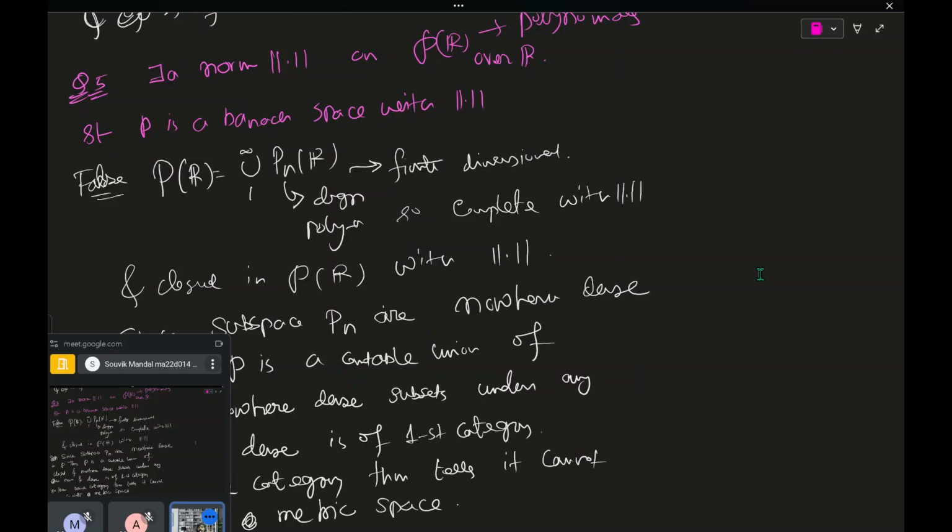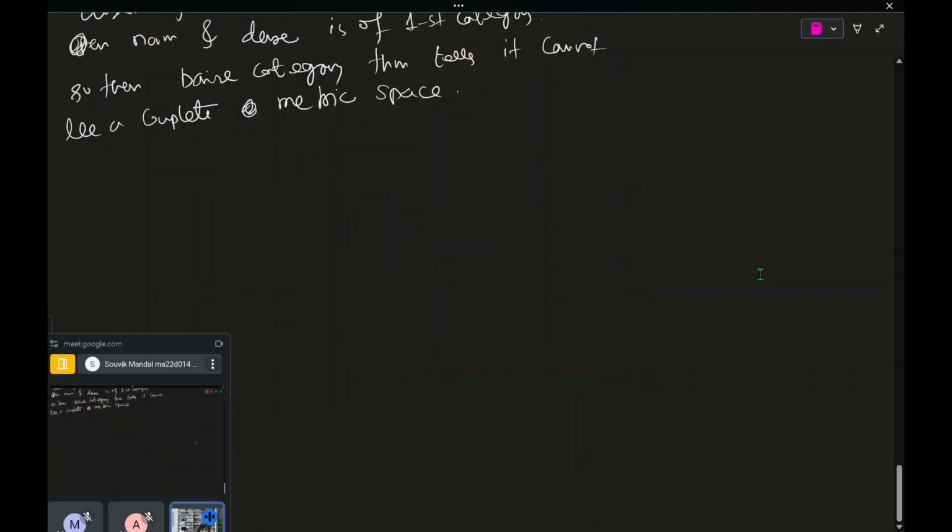We can write this set of polynomials as the union of the spaces of polynomials of degree at most n, which are finite dimensional, hence complete and closed in P. Now, being a proper closed subspace, each P_n is nowhere dense in P, and so P is the countable union of closed and nowhere dense subspaces under any norm, and hence of first category. And by the Baire category theorem, it cannot be a complete metric space.